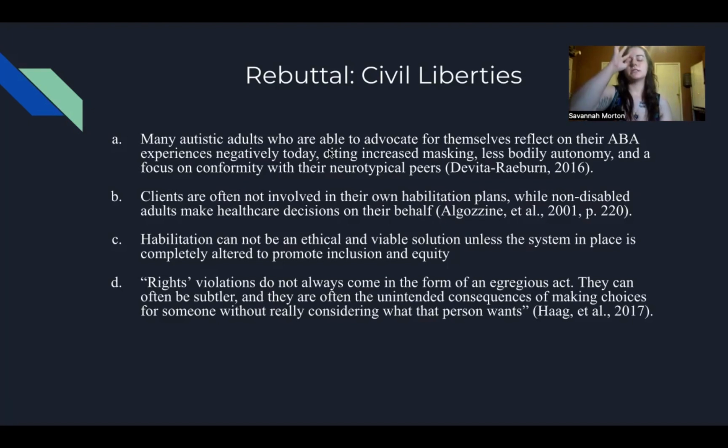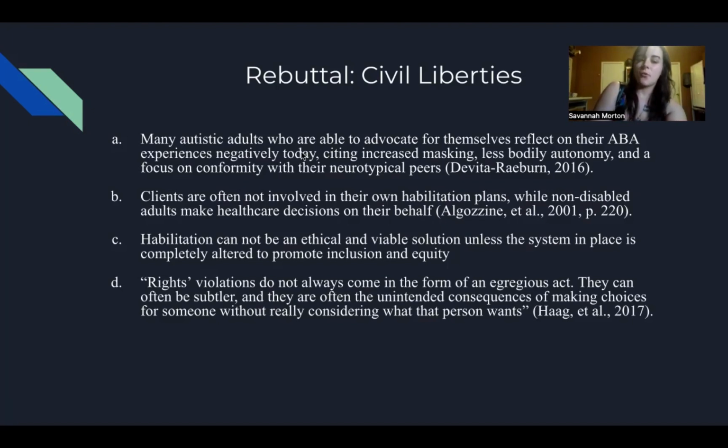less bodily autonomy, and we touched on this earlier, but the therapy is focused on physical prompting sometimes, and also a focus on conformity with your neurotypical peers. And so when we're having these discussions, also in ABA leadership, there is not a whole lot of the actual autistic perspective or that many autistic adults involved in leadership in ABA today. And so if we're talking about conformity with neurotypical peers, that's often because we have people that are not autistic and are neurotypical making decisions on behalf of someone with neurodivergence.